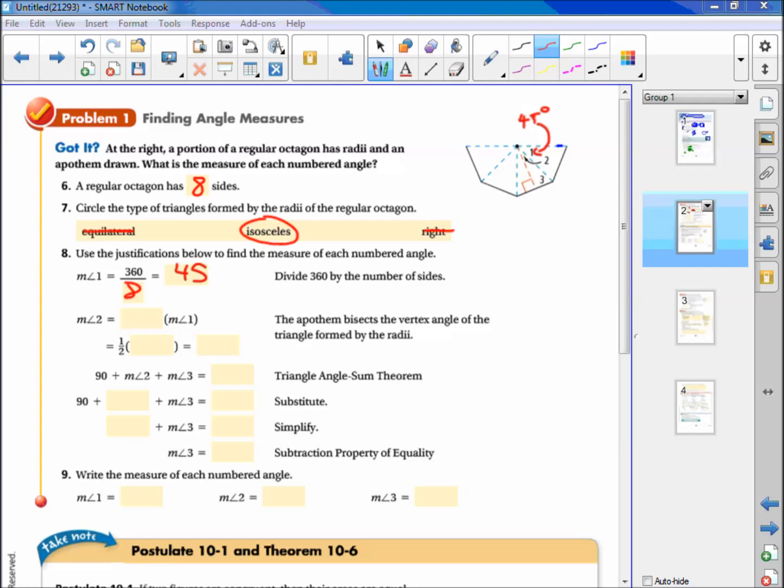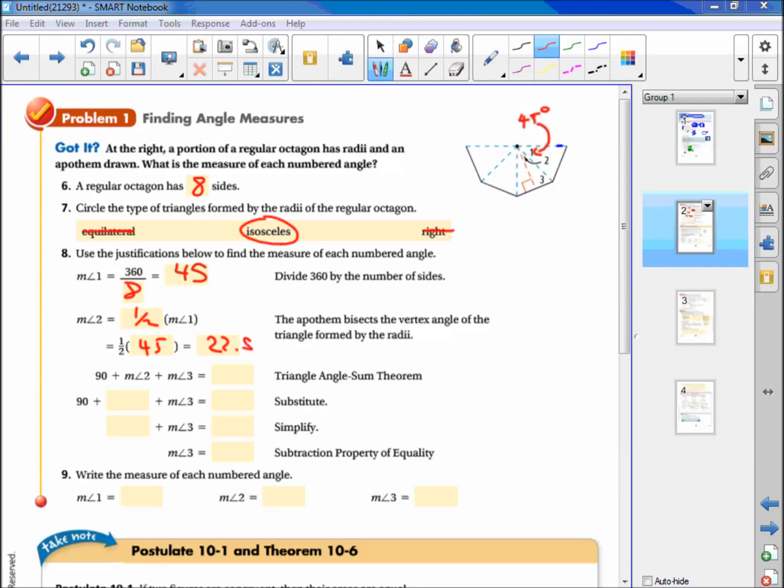So angle 2 is just half of that because the apothem splits that triangle, that isosceles triangle, right in half. So this is just going to be half of the measure of angle 1, and measure of angle 1 was 45, so when we split it in half, we get 22.5.